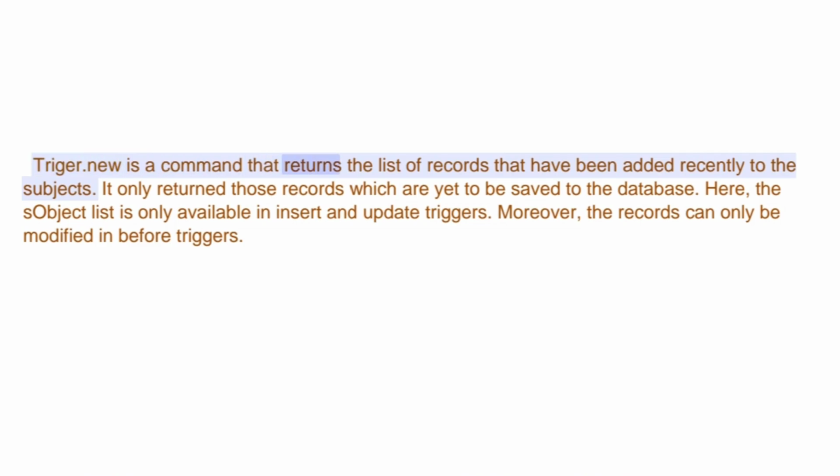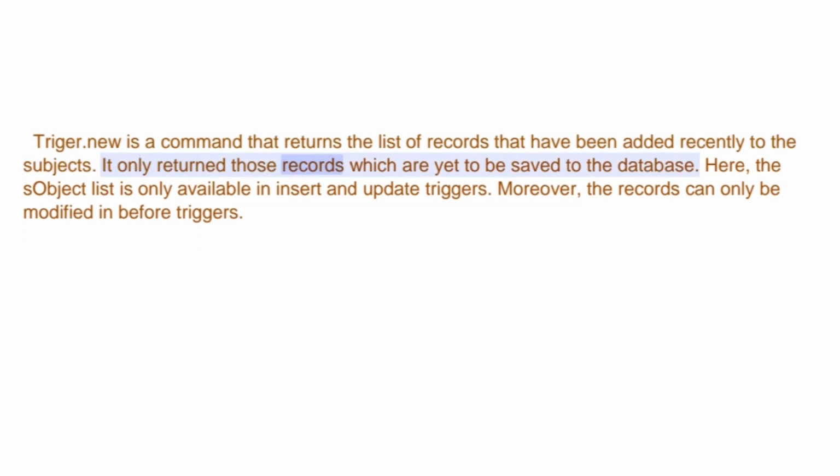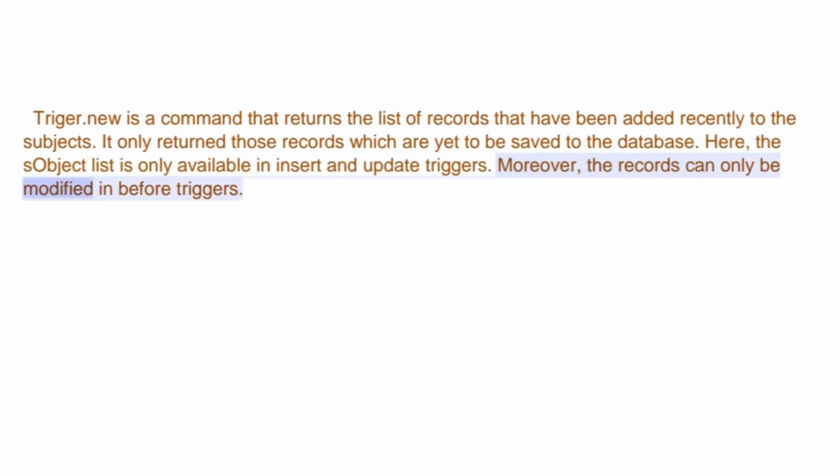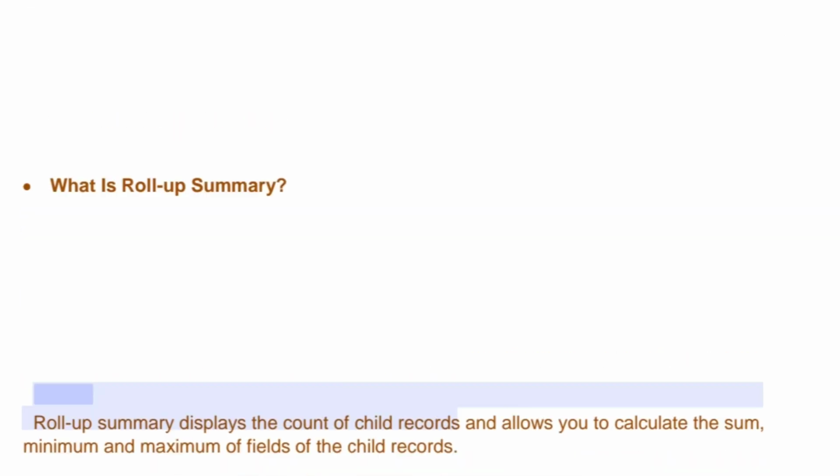What is Trigger.new? Trigger.new is a command that returns the list of records that have been added recently to the sObjects. It only returns those records which are yet to be saved to the database. Here, the sObject list is only available in insert and update triggers. Moreover, the records can only be modified in before triggers.